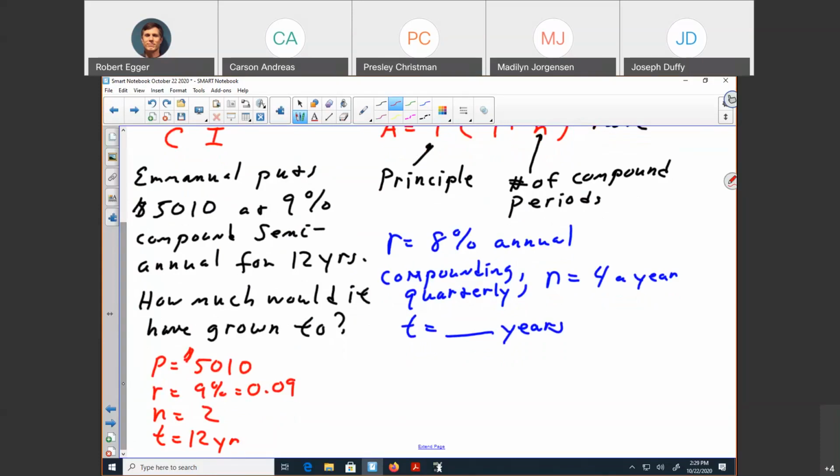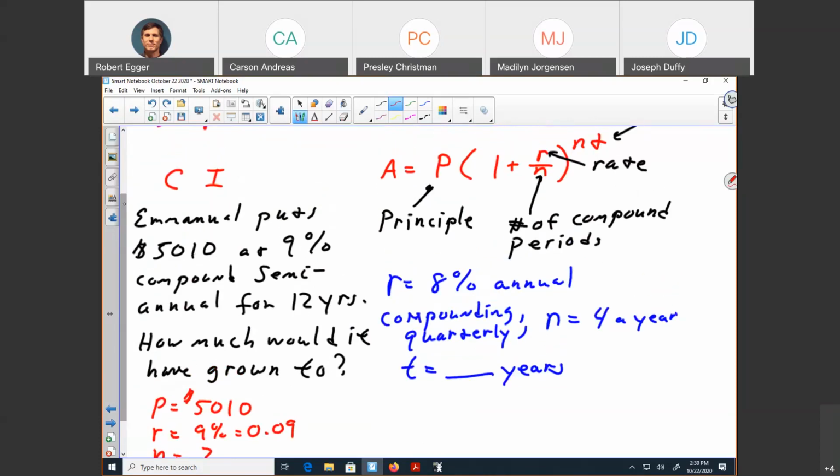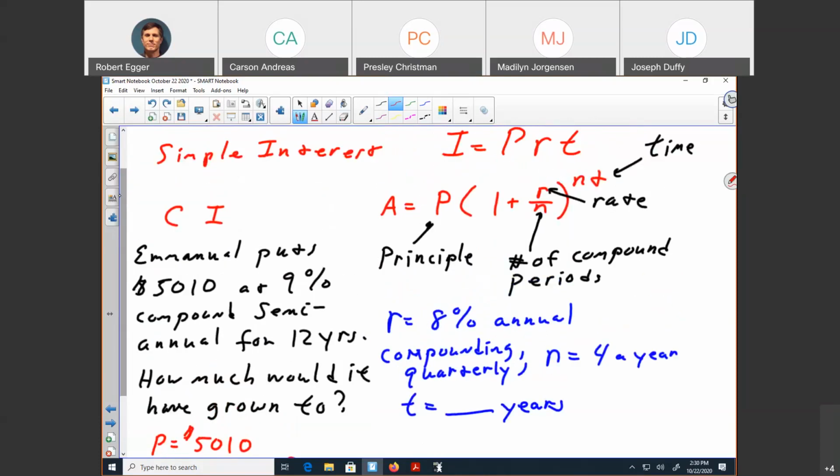So all my time units line up. So 9% twice a year, doing it twice a year for 12 years, which means in 12 years, twice a year, I have 24 compounding periods. 24 times I'll compound it. Which is what this tells me.